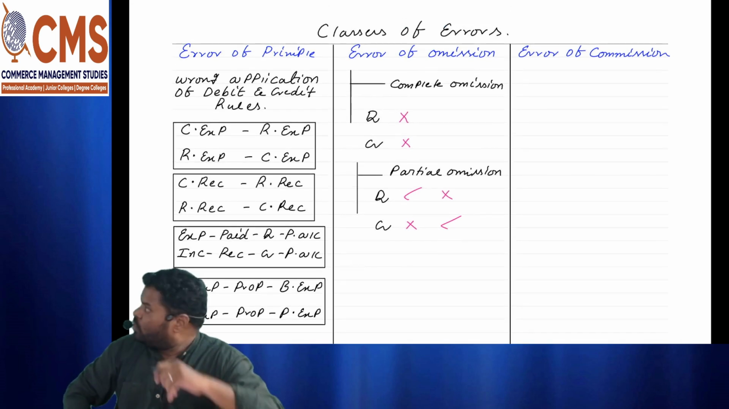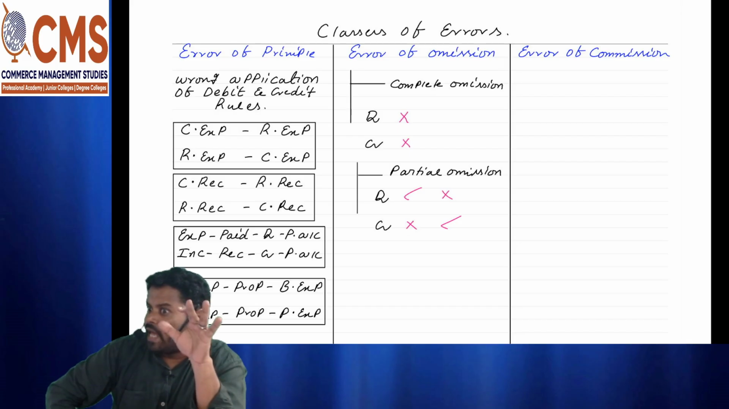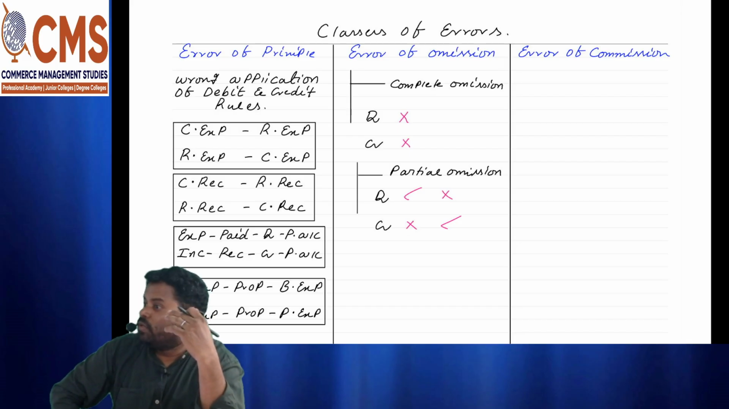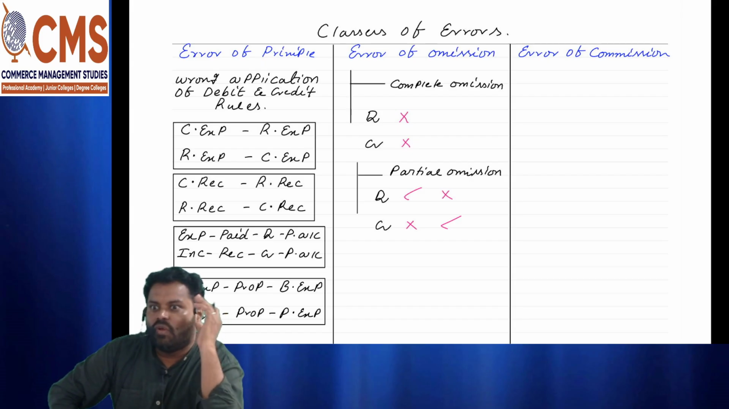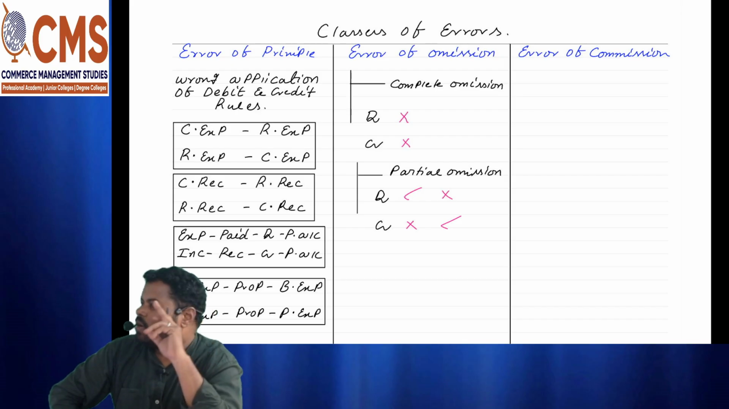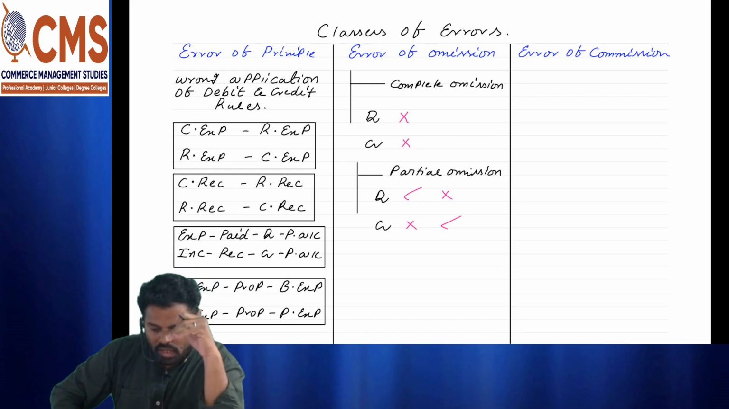But ultimately, the uniqueness of complete omission is that the trial balance will tally perfectly. The charm of complete omission is that it will make you feel like Alexander. But the problem is partial omissions, which immediately say that you are a useless fellow. Why? You wrote something wrong somewhere. You didn't maintain a balance between debit and credit.